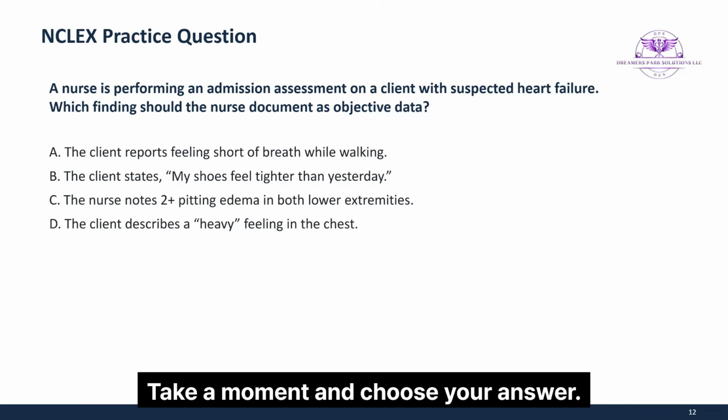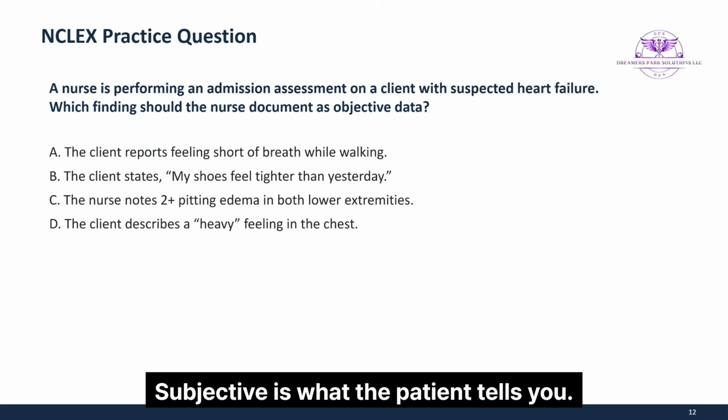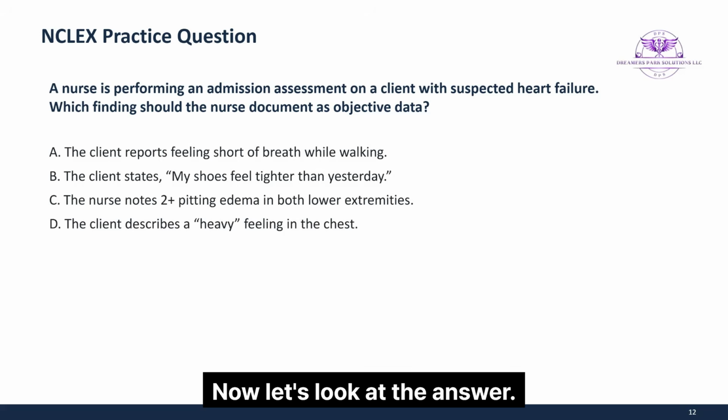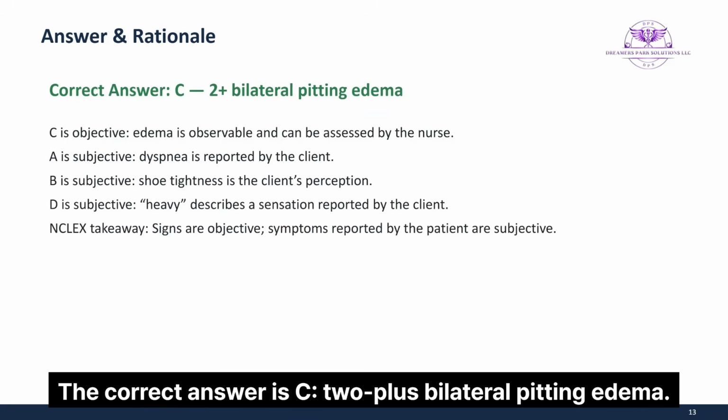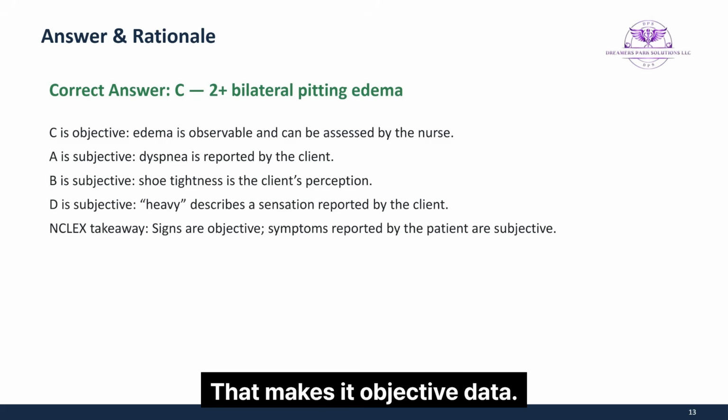Take a moment and choose your answer. Remember our rule. Subjective is what the patient tells you. Objective is what the nurse observes or measures. Now let's look at the answer. The correct answer is C, 2+ bilateral pitting edema. Why? Because edema can be directly observed and assessed by the nurse. That makes it objective data.